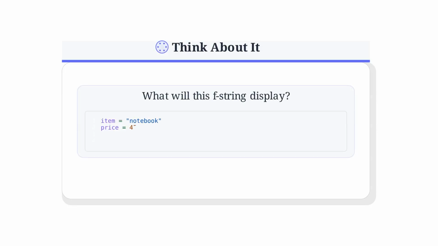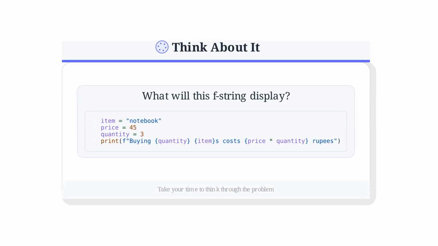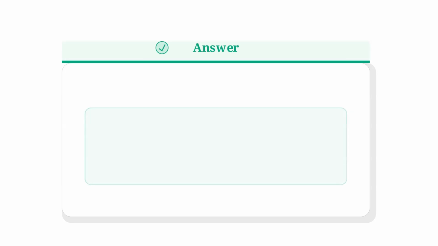Challenge time. What will this F-string display? Look carefully at the variables and the calculation inside the curly braces. Perfect. The F-string inserts 3 for quantity, notebooks for item with an S added, and calculates 45 times 3 equals 135 for the total cost. F-strings make complex output look simple.